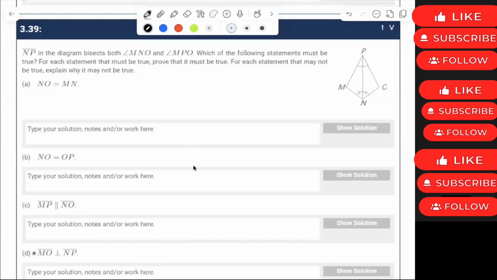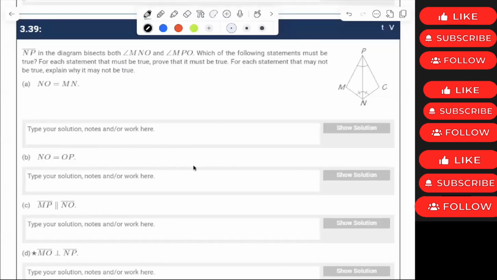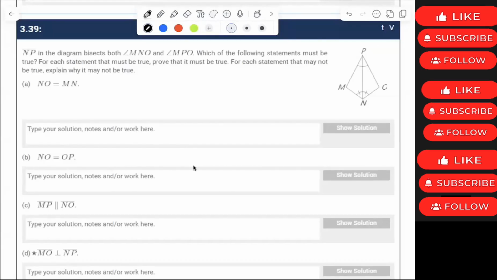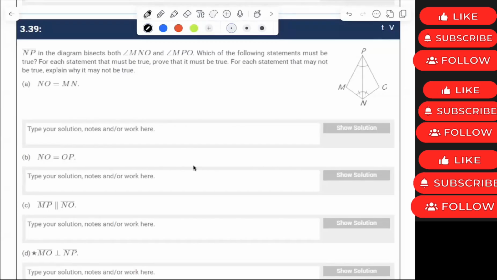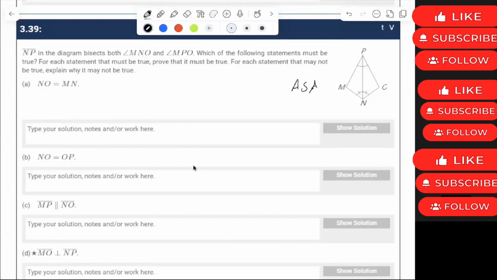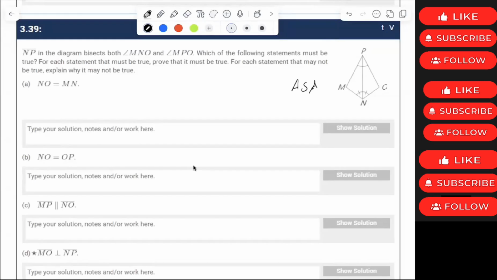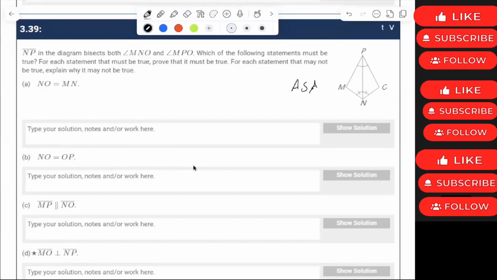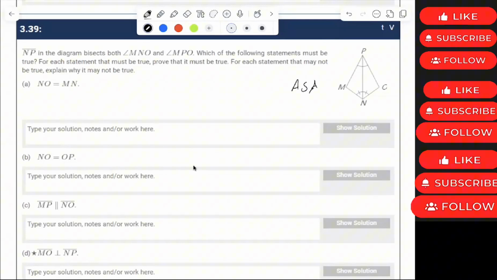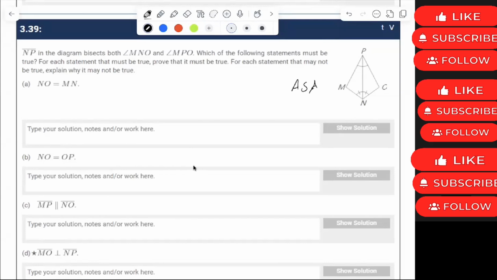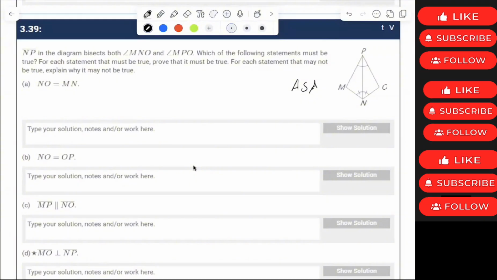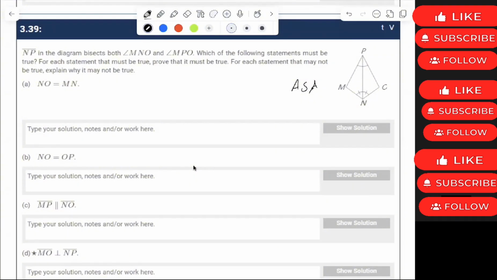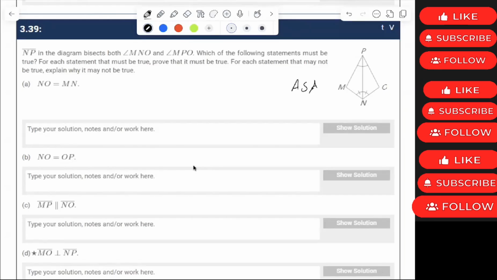Let's get started with this question now. We want to prove that NO is equal to MN. Well, is that always true? Well, you have two angles and a side, so we get ASA from this. And ASA just shows that MN is equal to NO, right? And the result follows. Now we're going to prove NO is equal to OP. Well, that is not necessarily true. Even in the diagram, it's a counterexample, so it's a no.